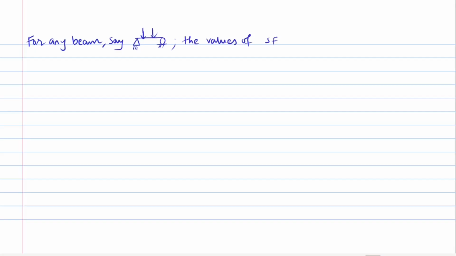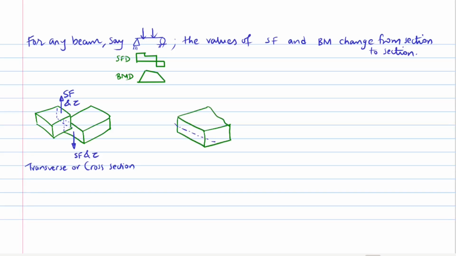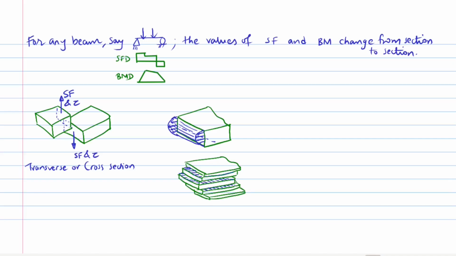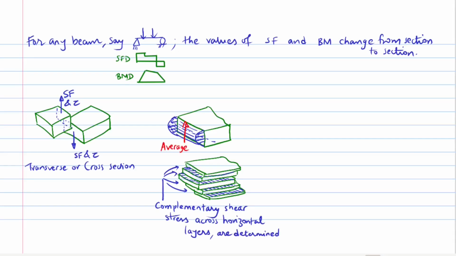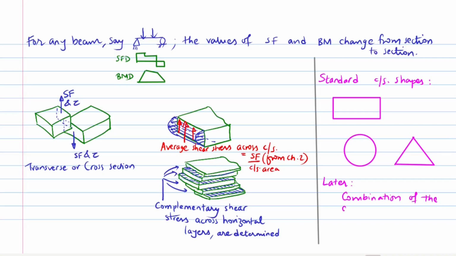Now, the shear force and the bending moment in a beam vary in value from section to section. Due to the shear force, shear stresses are set up across transverse or cross sections of the beam. The transverse shear stress produces a complementary horizontal shear stress acting on horizontal layers of the beam. In this chapter, the distribution of shear stress on different horizontal layers across a cross section carrying maximum shear force is determined. Standard shapes such as rectangular, circular, and triangular sections are initially considered, followed by composite shaped sections. Note that the concept of shear flow or shear center is not considered in the present course as it is beyond the scope of the syllabus.